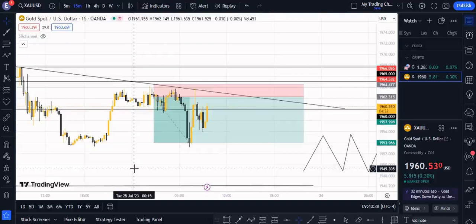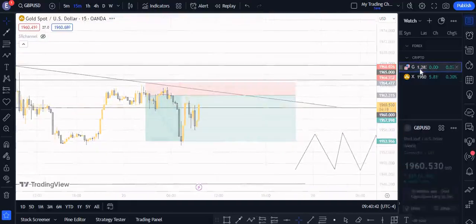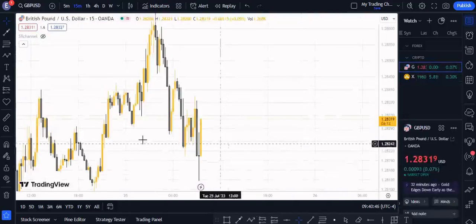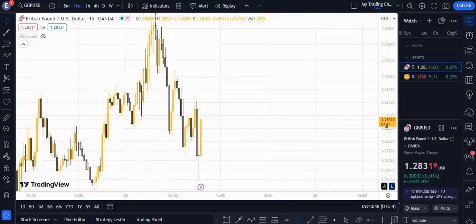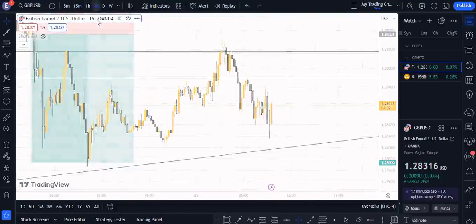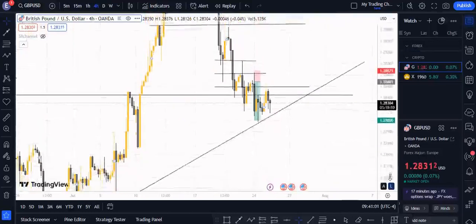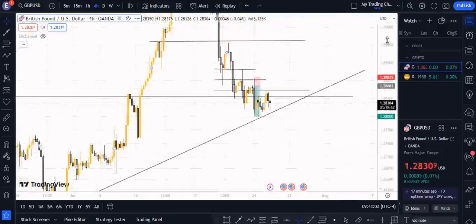Now let me show you guys the GBP/USD setup that we took before in the London Open. Let me quickly start from the higher time frame so you can have a better understanding of it. The same thing is applicable to the gold movement.